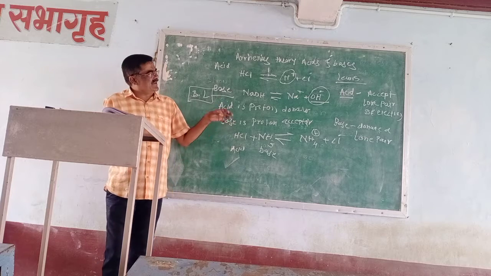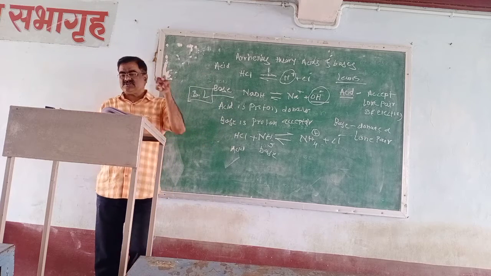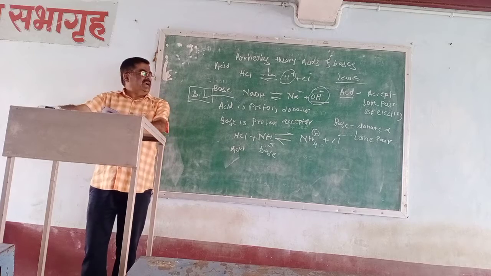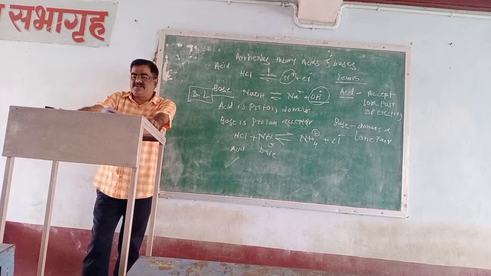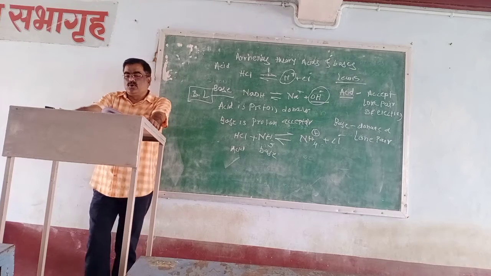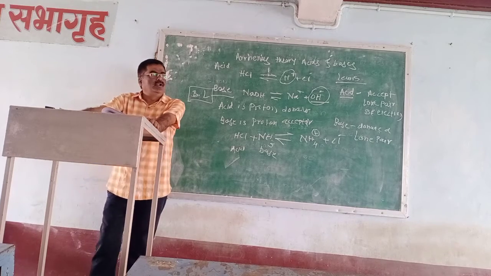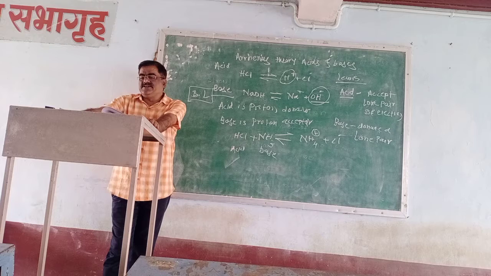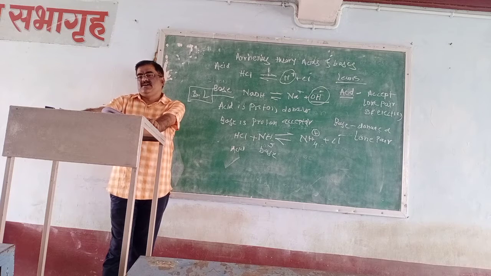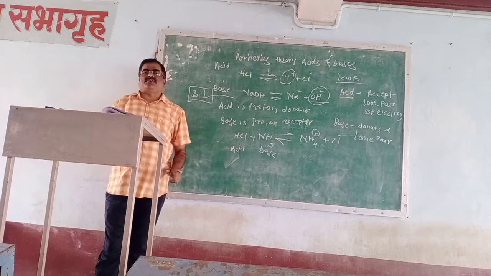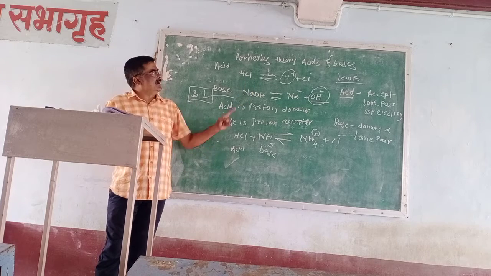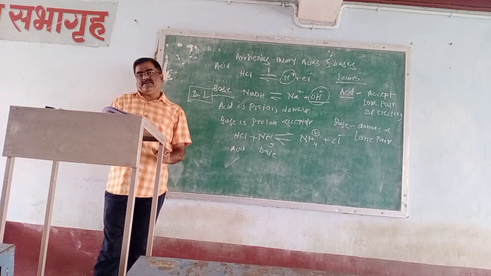Acid is a species which accepts the lone pair of electrons, and base is any species that donates a lone pair of electrons, called the Lewis base. These are the acid and base concepts according to the Lewis theory.